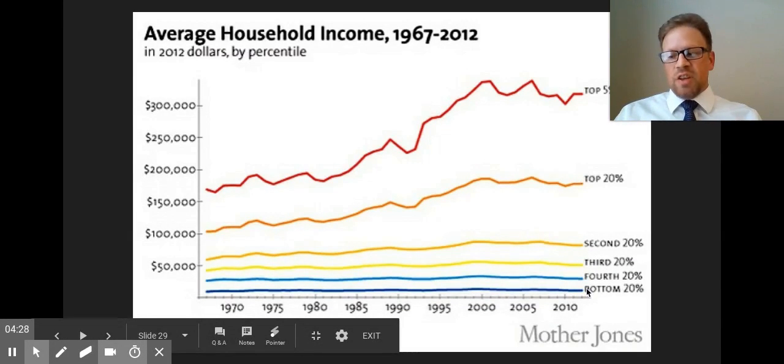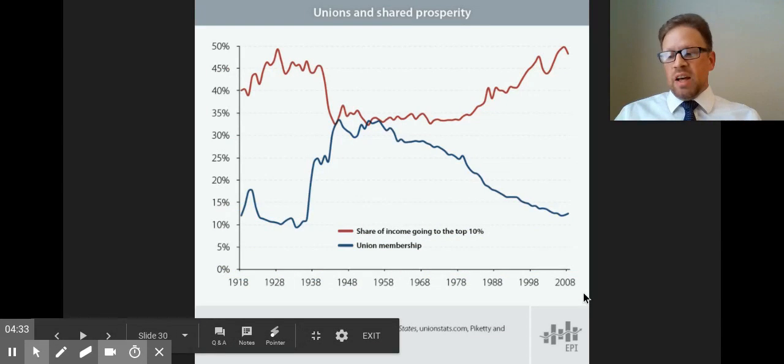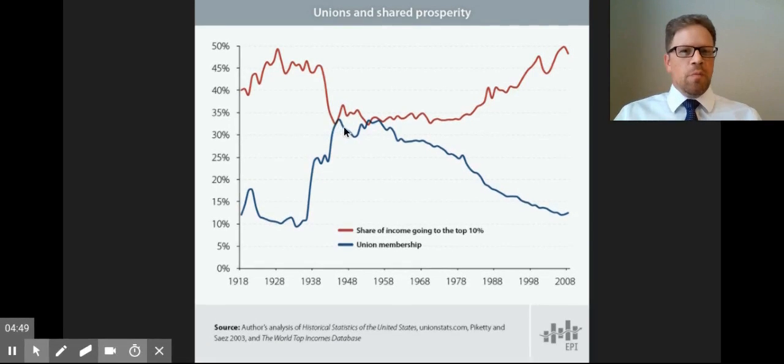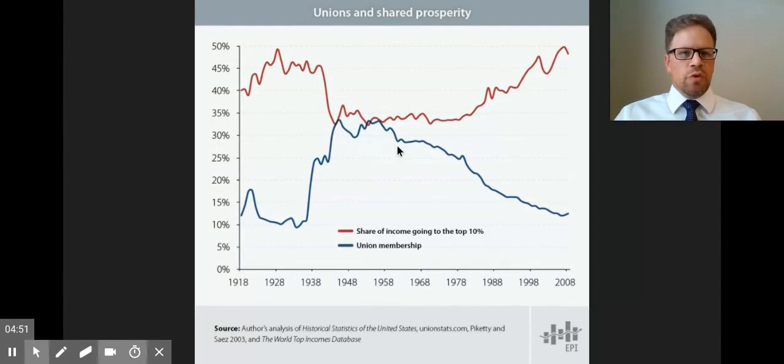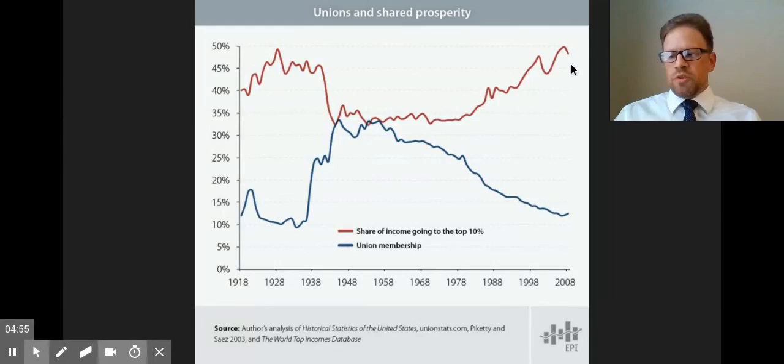Several factors have actually led to these declining workers' wages, with some including the decline of labor unions. So when union membership was high, generally speaking, the share of income going to the top groups was going down. So the top people were making less as union membership went up. But then as union membership started to fall in the 60s, we started to see those top groups starting to make more and more money again.